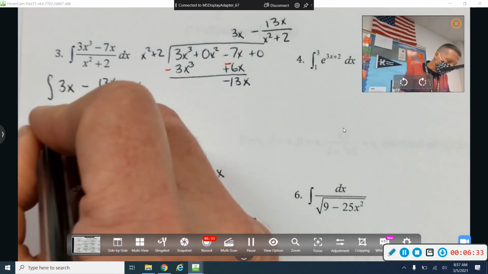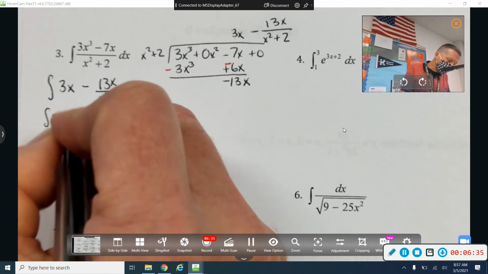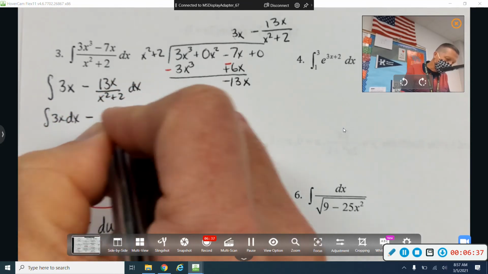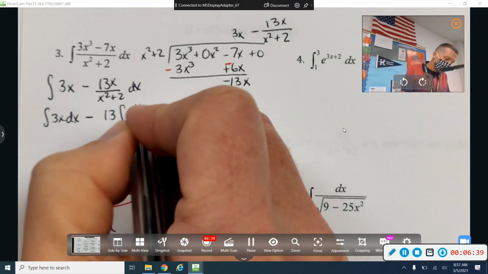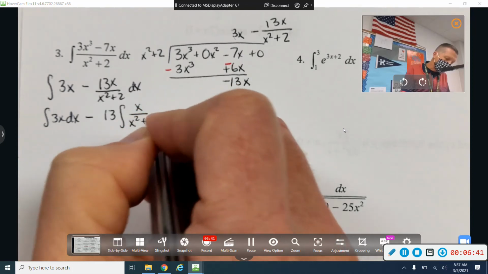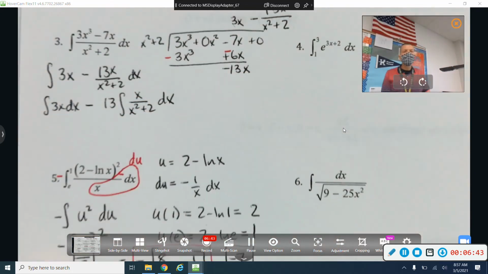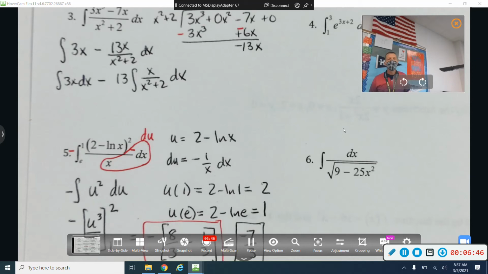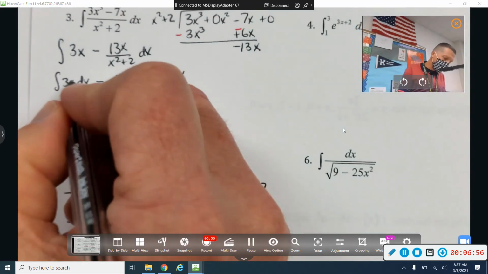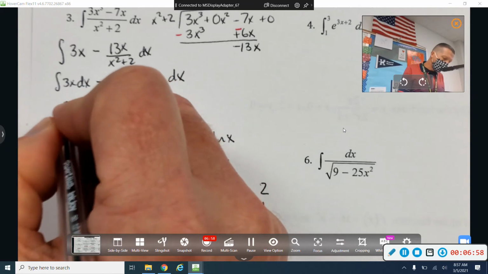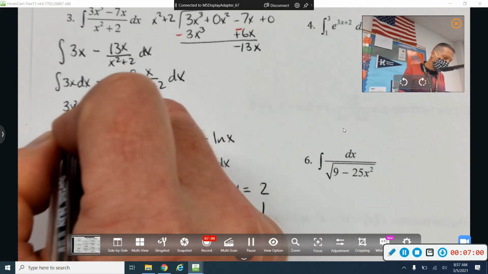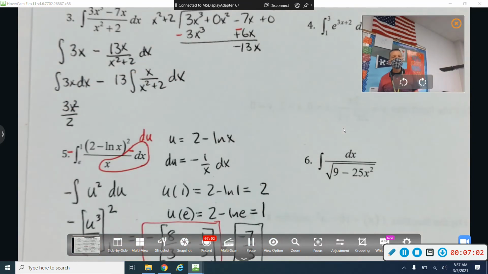And maybe it would help to split them up even further. In fact, I'm going to put the 13 out front, because I don't think 13 is going to help me with a u du situation. So I just move it out front. So the first one, up the power, divide by the new power, so 3x squared over 2. That was an easy one.